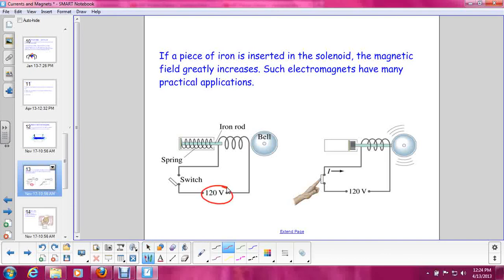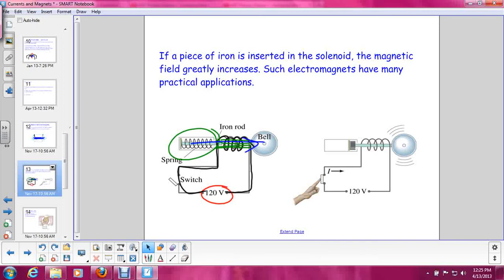You have a power source, and when you close the switch, you get a complete circuit through this wire. Now, if you have current running through the wire, that means you also have a magnetic field around that wire and through it. Because this is a solenoid, your magnetic field will end up looking very uniform and very strong. And it will actually make this iron rod move and hit the bell. And that's how a doorbell works.